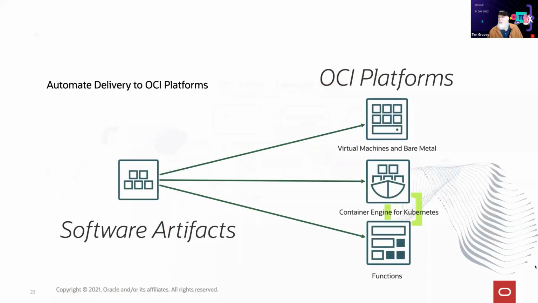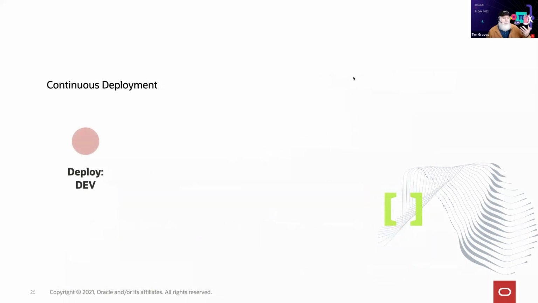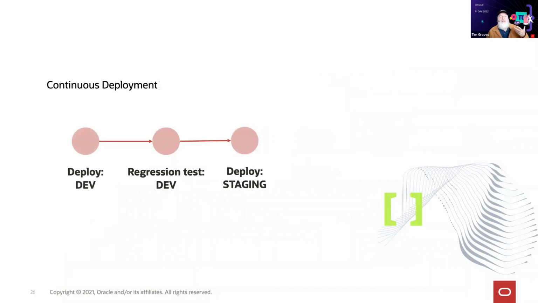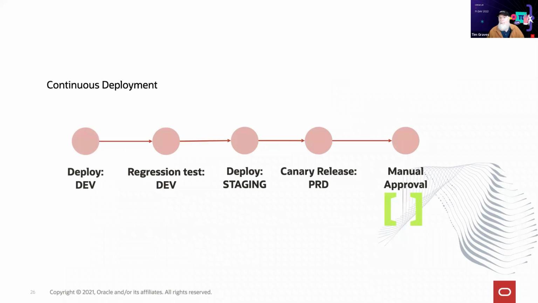And within the OCI DevOps service itself, we can deploy it to a number of our platforms. And those platforms are the software development environment of virtual machines, or bare metal, the Oracle Container Engine for Kubernetes, so that's often called OKE, and also our functions environment. So for continuous deployment, a typical pipeline would be deployed to development, do regression testing, deploy to the staging, do a canary release, approve of that before it goes into full production, and then it is deployed.